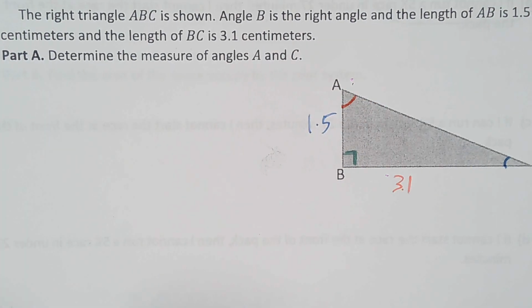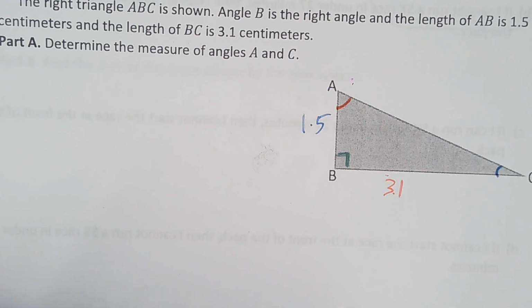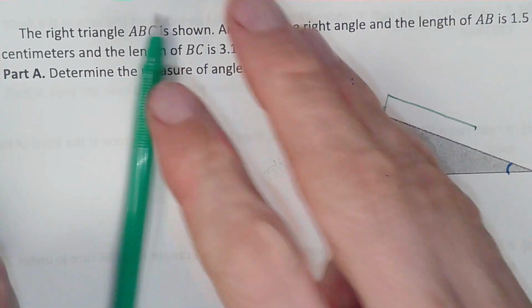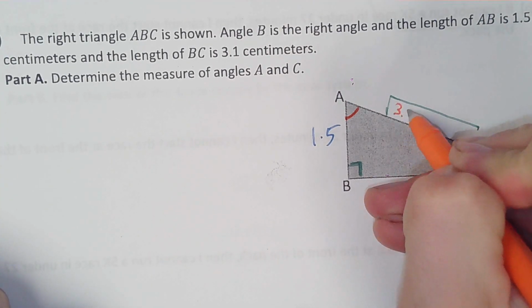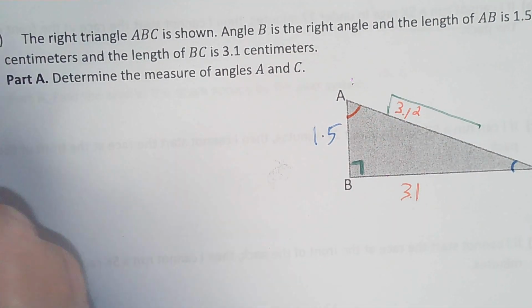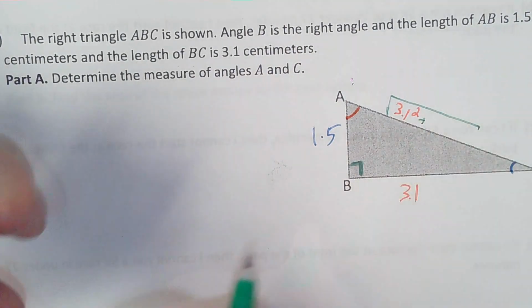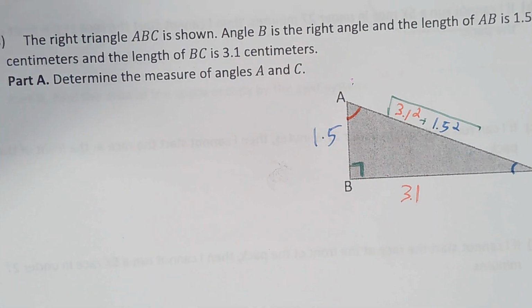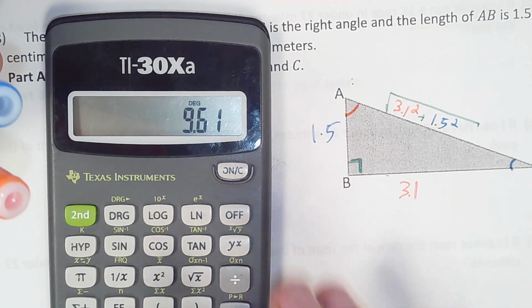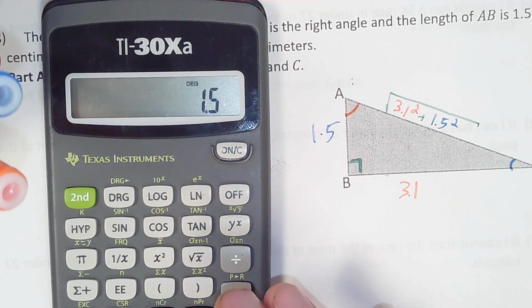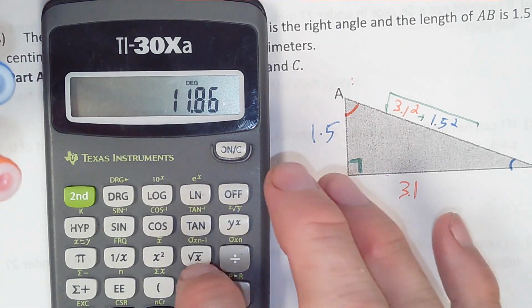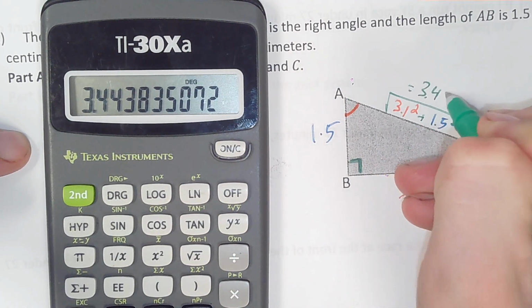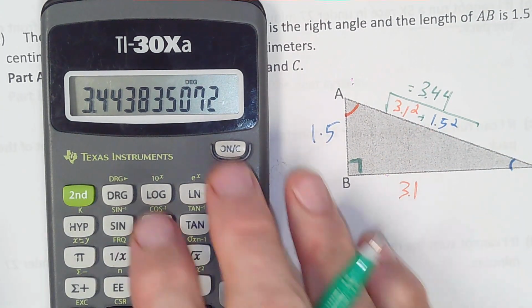And we also later on asked the length of AC. What is AC? Well, AC is easy. It is the square root of 3.1 squared plus 1.5 squared, because of the Pythagorean theorem. Just do that right now. 3.1 squared plus 1.5 squared equals, take the square root of that, and that equals 3.44 approximately. All right, so there's that one.